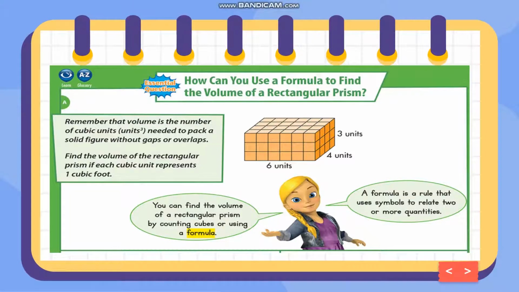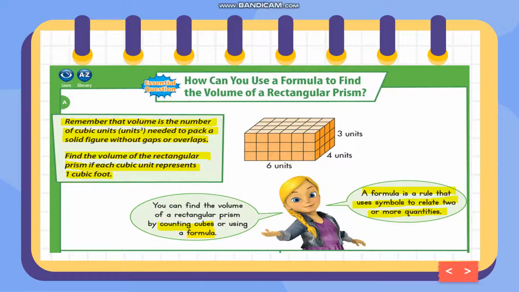Now, let's analyze this problem. How can you use a formula to find the volume of a rectangular prism? Remember that volume is the number of cubic units needed to pack a solid figure without gaps or overlaps. So find the volume of a rectangular prism if each cubic unit represents 1 cubic foot. You can find the volume of a rectangular prism by counting the cubes or using a formula. A formula is a rule that uses symbols to relate two or more quantities.